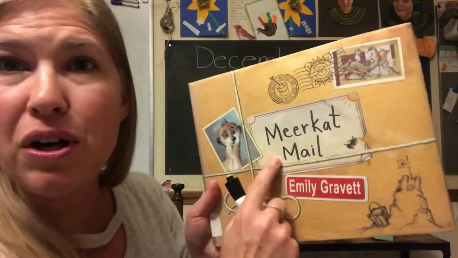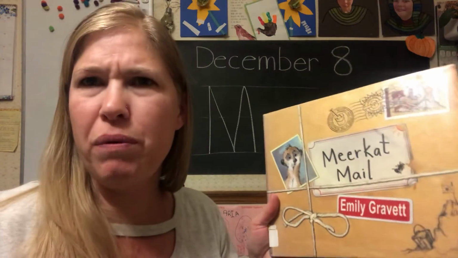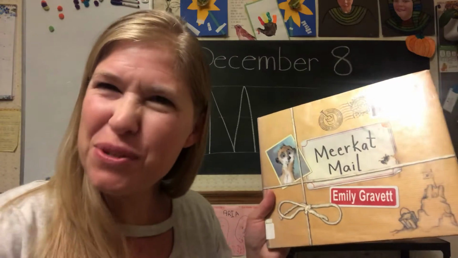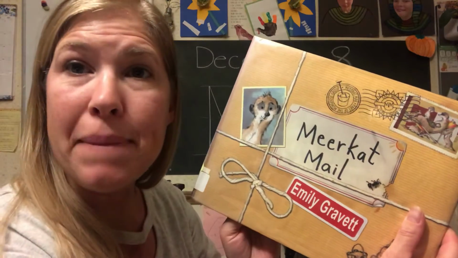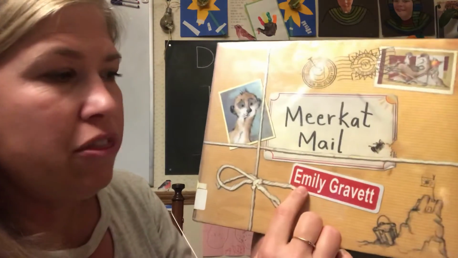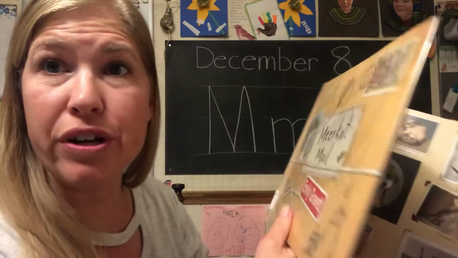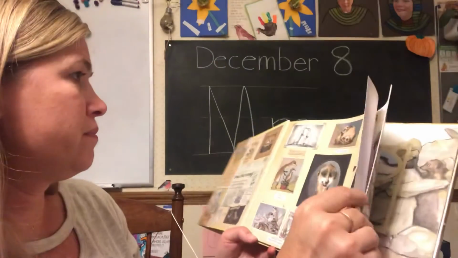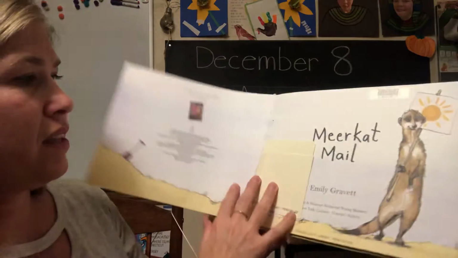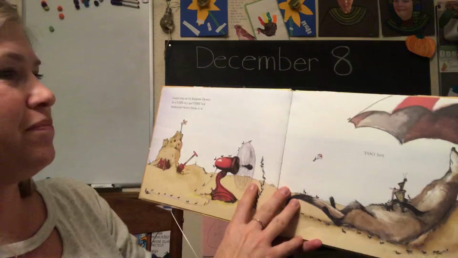I have a neat book to read you about maps too. Should we read a book right now? Let's do it. It's called Meerkat Mail, and the author is Emily Gravett, and I believe she's the illustrator too. Oh, look at all these meerkat pictures. All right, Meerkat Mail. Let me move a little. There we go.